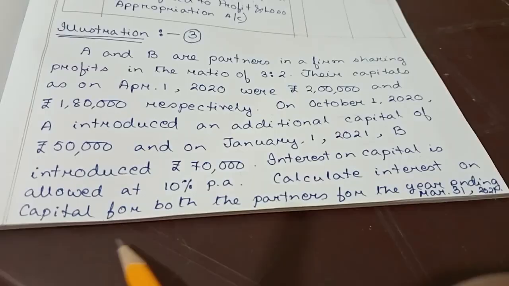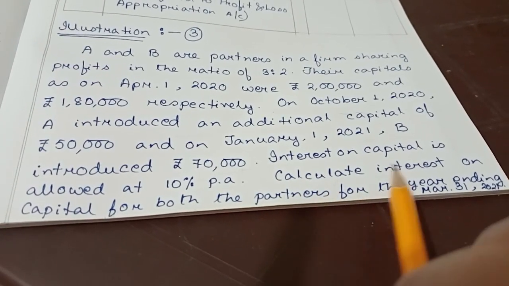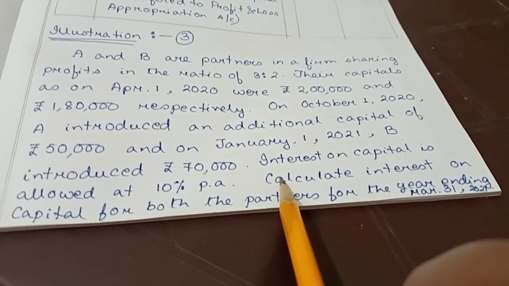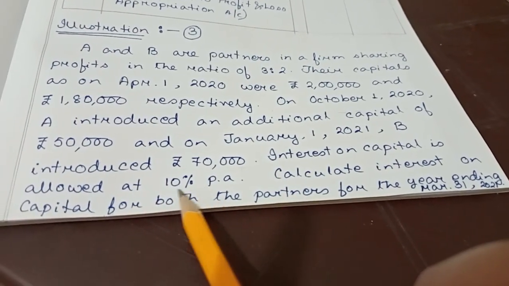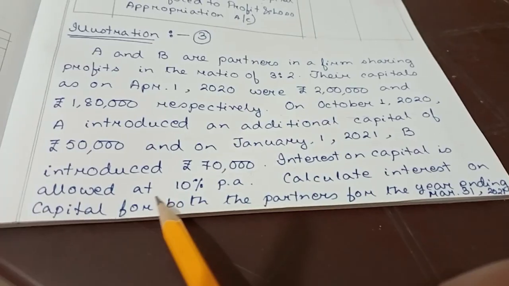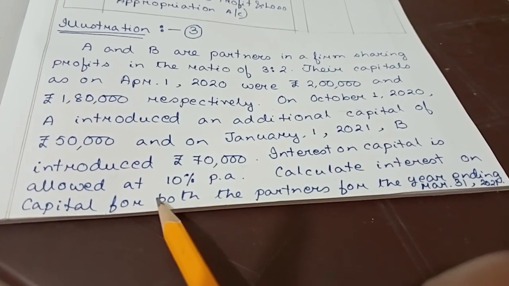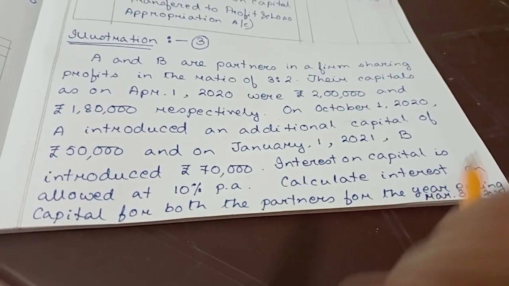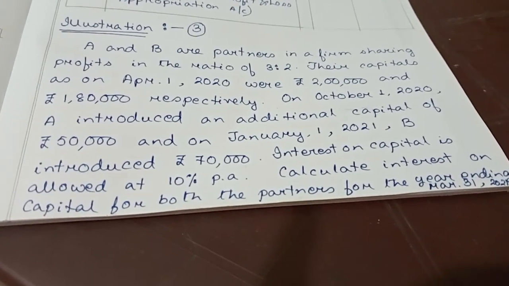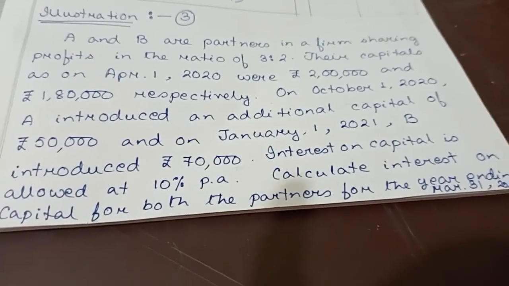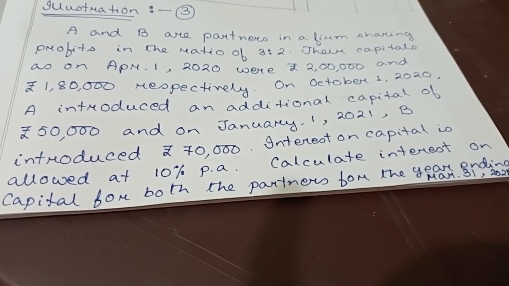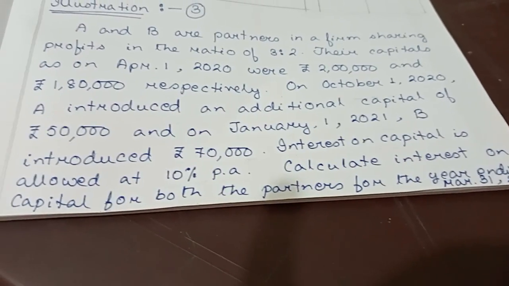Calculate interest on capital for both the partners for the year ending March 31st, 2021. So interest on capital is allowed at 10% per annum. You have to calculate interest on capital for both the partners as on March 31st, 2021. So I hope you have understood the question. Here nothing is given, only the introduction of capital figure is given.